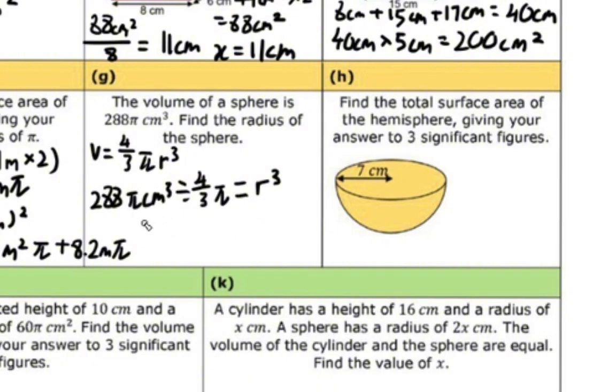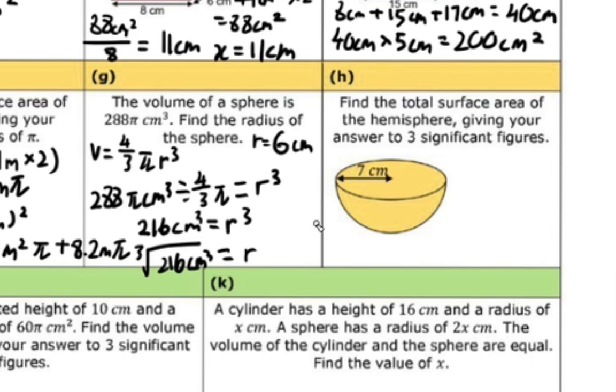And the answer we will get is 216 cm cubed would equal to r cubed. So cube root 216 cm cubed would equal to r. So r would equal to 6 cm.